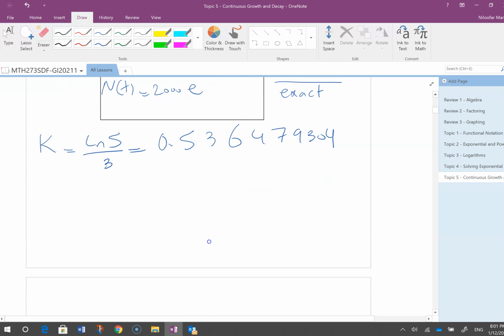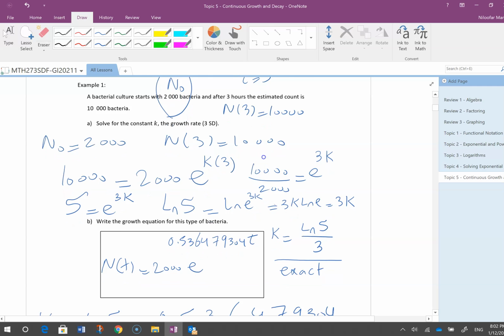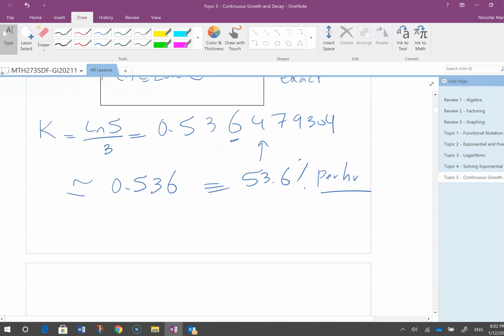So for example, if I want to say how many percent, I underline that, check that, and then I would say it is almost 0.536, which is 53.6%. This is percent per hour. Why per hour? Because the question said 3 hours, so I understand that's also going to be per hour. So this percentage per hour is the growth rate.